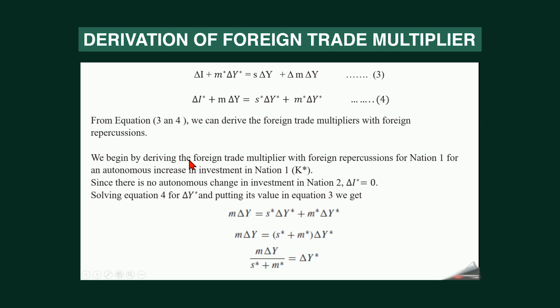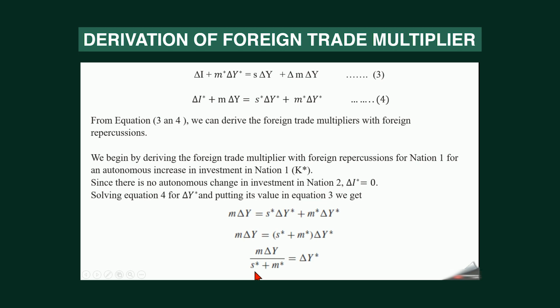We first start with a change in the autonomous investment in nation 1. As there is an autonomous change in nation 1 and no change in nation 2, delta I star will be equal to 0. Solving equation 4, we will find that this particular part is now 0. So we have m into delta y is equal to this right hand side. And from this, we can solve for the value of delta y star in this following way. And we get delta y star is equal to m into delta y by s star plus m star.